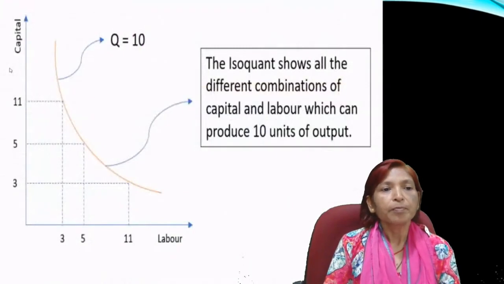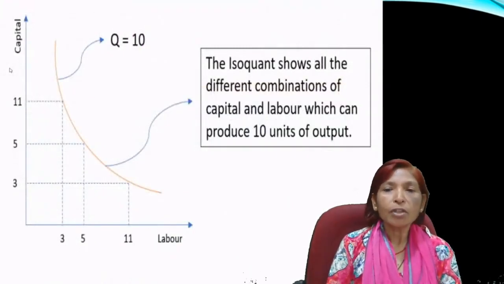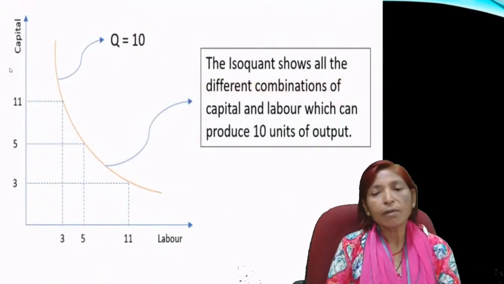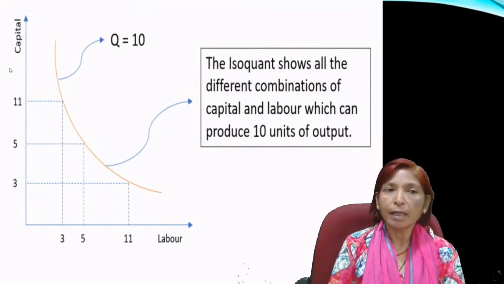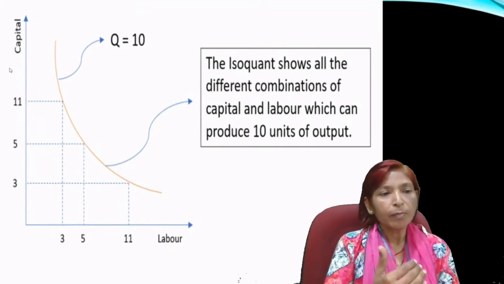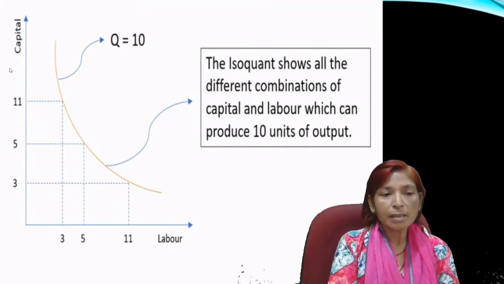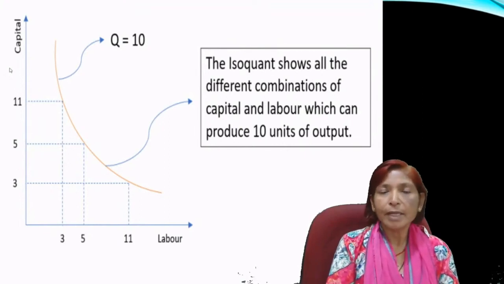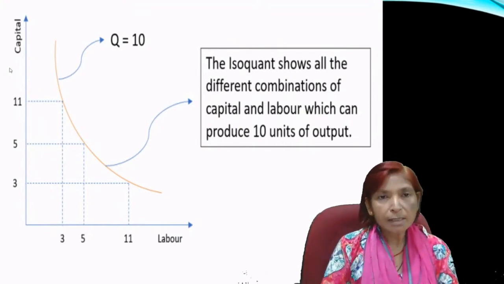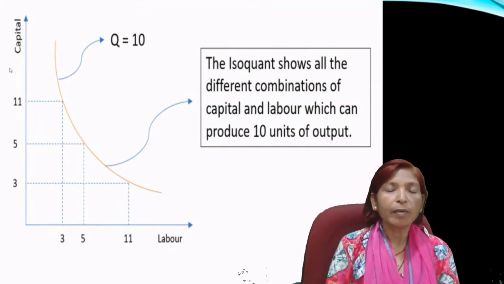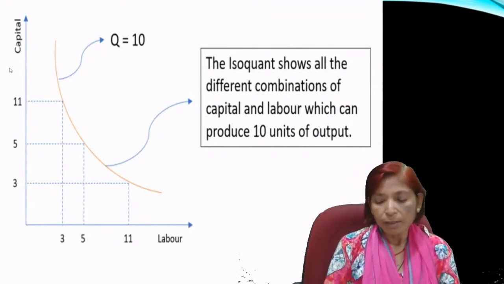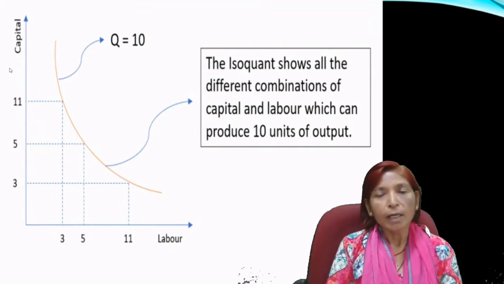Now, the isoquant curve always shows different combinations of capital and labor which can produce the same amount of output, like output level is 10. Either we use more capital and less labor, production level is 10. If we use less capital and more labor, then again the output level will remain the same. So this is called the isoquant curve.